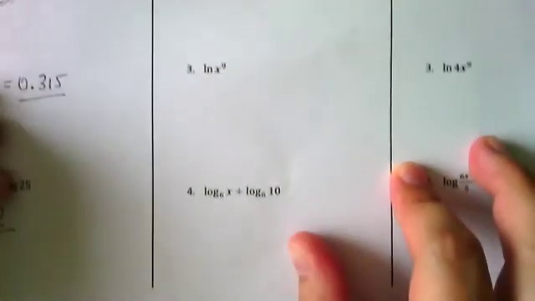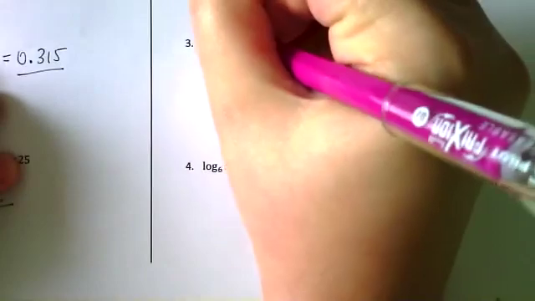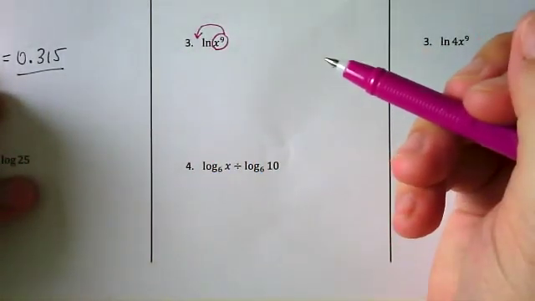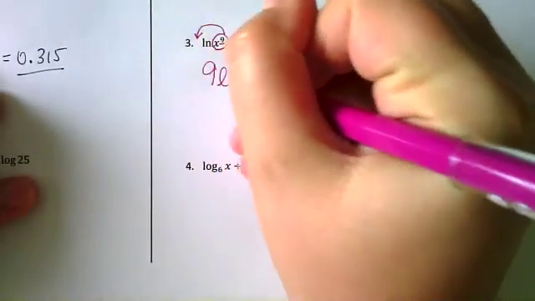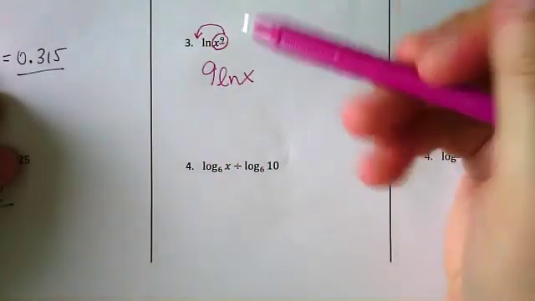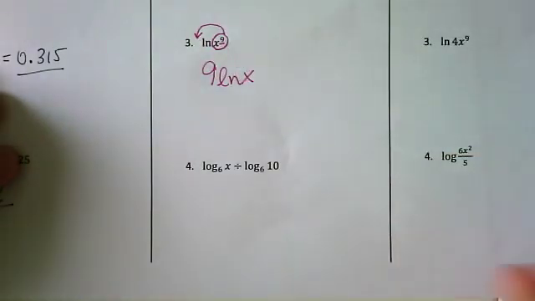For question number 3, our rule for this one is when I have an exponent, I just take it and I move it to the front. So this one should be super easy for us to write. You're just taking that 9 and you're moving it to the front. So this is just going to be 9 natural log of x, and then we're done with that one, because that one's just the power rule where you're taking your exponent and moving it to the front.